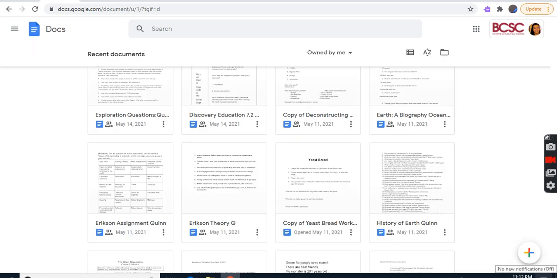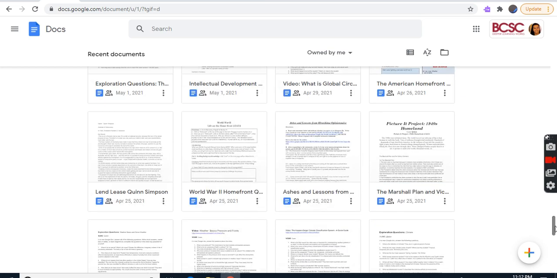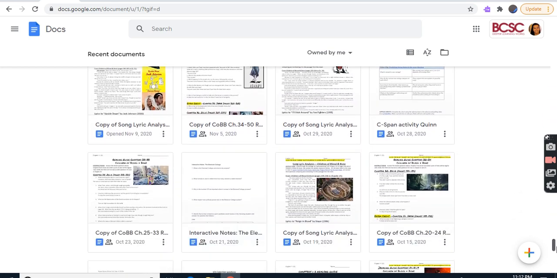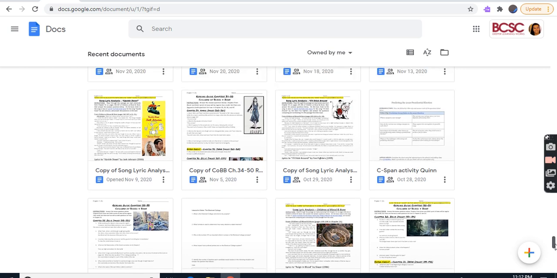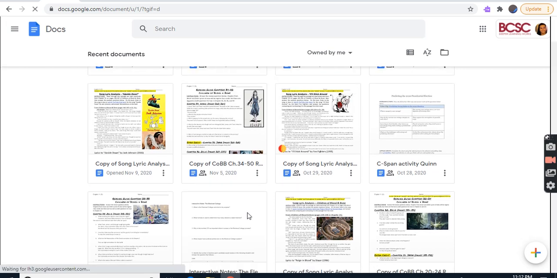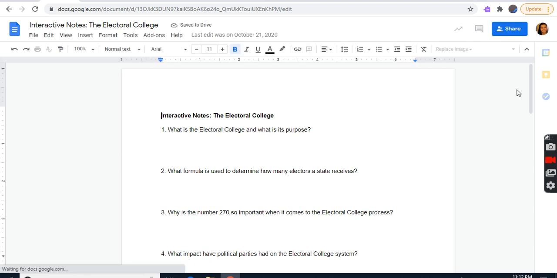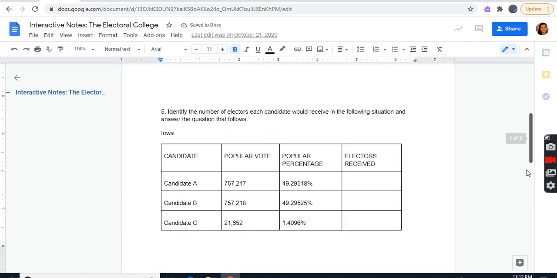because I cannot log into PowerSchool for some reason. All right, one more assignment, then I'm going to do another assignment on that one. All right, interactive notes. The electoral college, that I did not even answer.